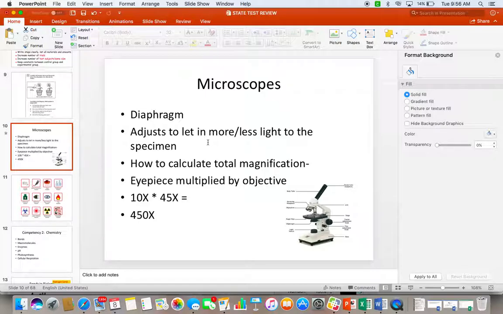And then sometimes we also get asked how to calculate total magnification, which is when you look through the microscope up here, how much are you really magnifying what's on your slide down here? And don't forget that there's a lens up here in the eyepiece, and then there are these lenses down here. So the eyepiece has a magnification power of 10, and if you're using the 45 objective down here on the bottom, you multiply those two numbers together, and you would say that you're magnifying 450 times, okay?